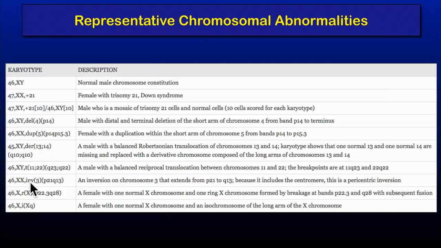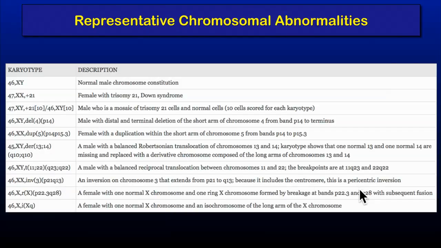46XY INV. INV is inversion on the chromosome. So essentially what this is, an inversion on chromosome 3, P21 to Q13. So there was a break at P21, there was a break at Q13, and that region on the chromosome flipped. How could something like that happen? Usually it is like a mitotic error that has occurred in the chromosome. And we don't fully understand the mechanism for a lot of these things. But somehow that region flipped over.